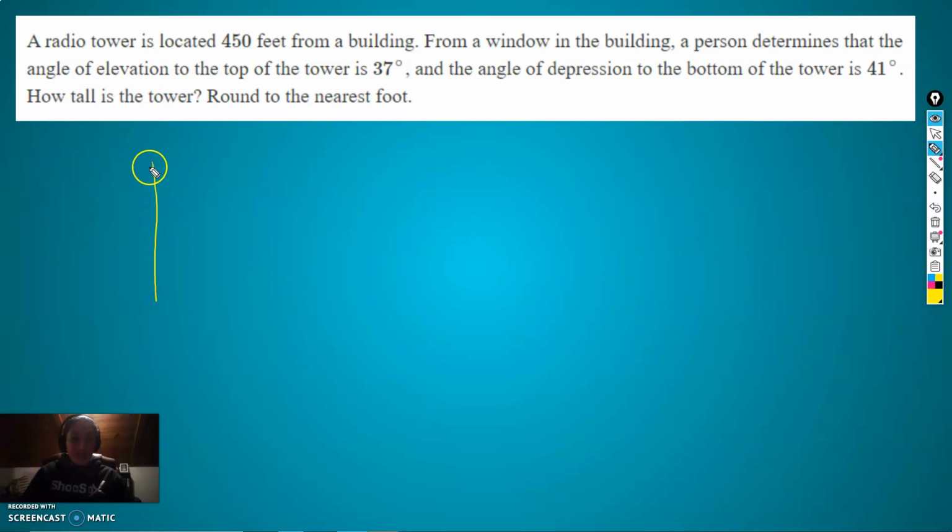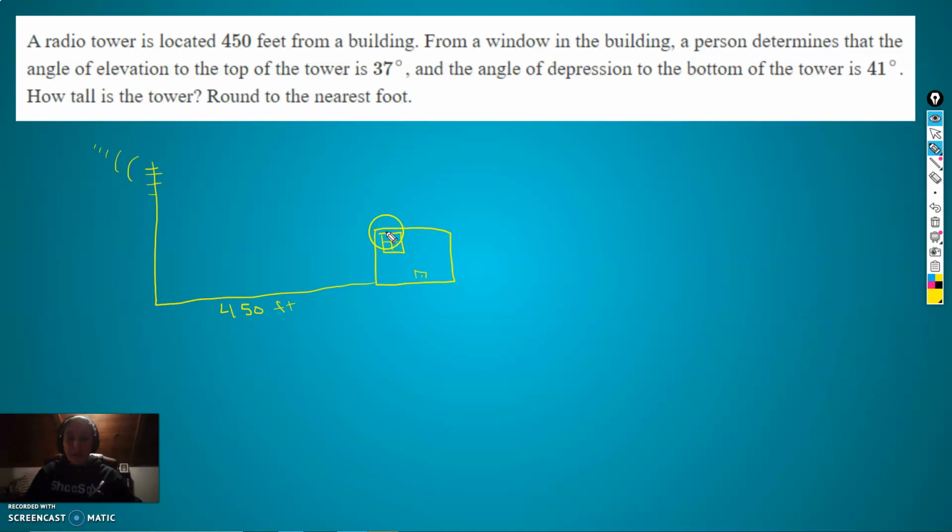So a radio tower, here's the radio tower, it's sending off its radio waves into space, and there's a building, here's the building, here's a window, there's a door to get into the building, doorknob, there, building. These guys are 450 feet away from each other. Okay, so I got that.